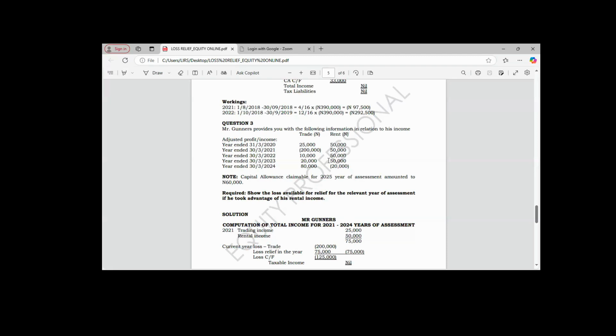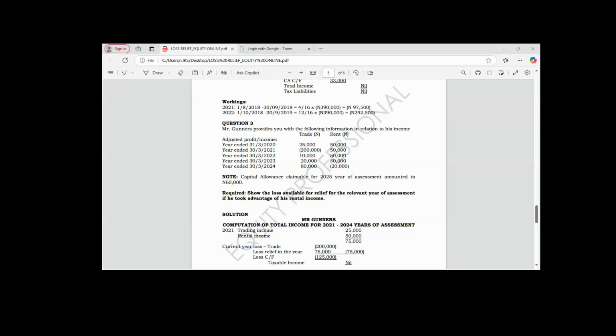So in adopting the current year, how do we do that? We have the question, Mr. Gunners provides you with the following information. As we know, tax is payable on a preceding year basis. So the tax liability for the year ended 31/3/2020 is going to be paid in the 2021 year of assessment. But one characteristic of current year loss relief is that the relief is available on an actual year basis.